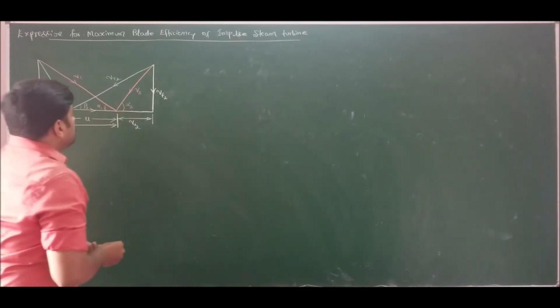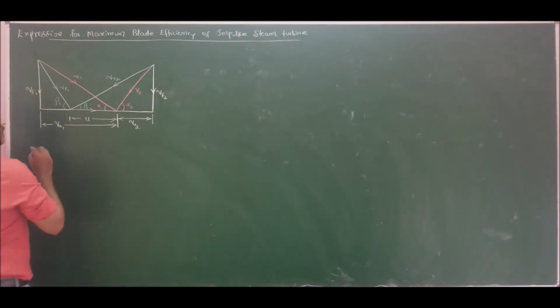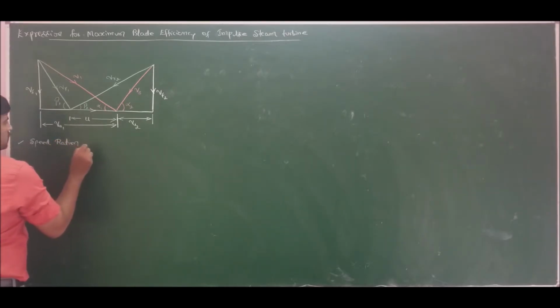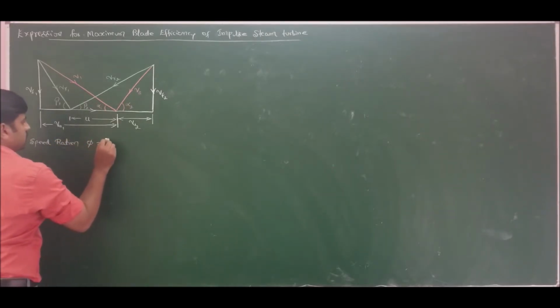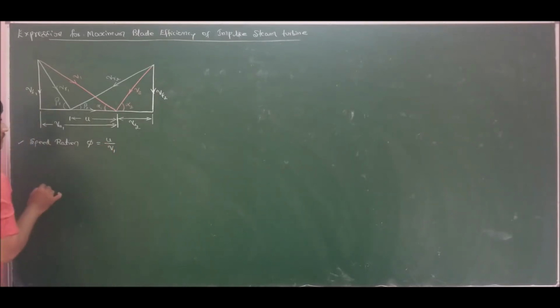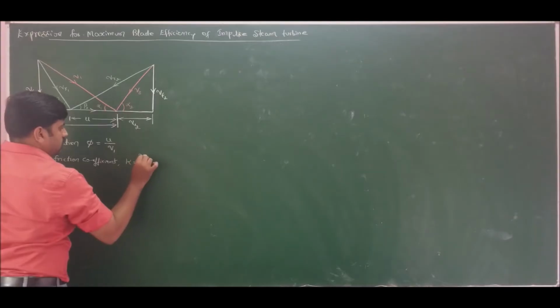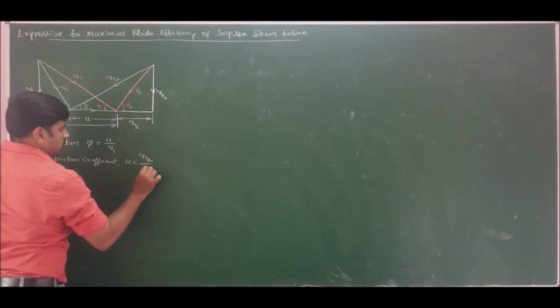Now to derive the maximum blade efficiency for an impulse steam turbine, let us denote two important parameters. The first one is the speed ratio, denoted by phi, which is the rotor blade speed divided by the inlet absolute velocity of the working fluid. The second one is the blade friction coefficient, denoted by K, which is equal to Vr2 by Vr1.